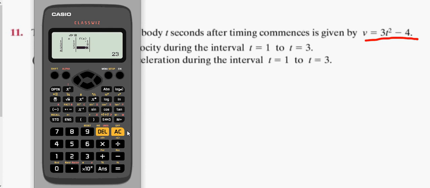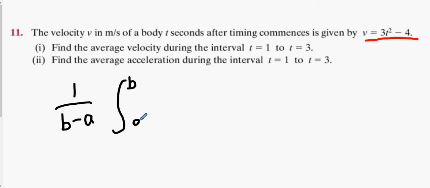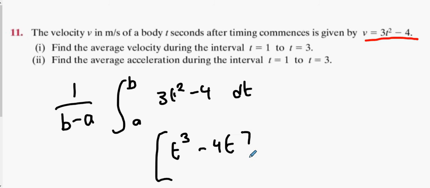Now, we're thinking an average of 10-ish would be a good answer. So let's find out. Average value is 1 over b minus a, the integral of the function from a to b, bottom to top, of 3t squared minus 4 dt. Integrate that, we're just going to get t cubed, aren't we? And that's going to be minus 4t, and that's going to be from 1 to 3.